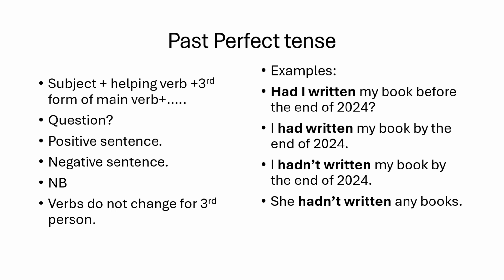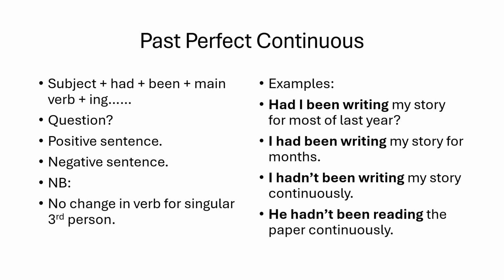So note that in the perfect tense, it is always the third form of the main verb. All right, it's either with have or had. Okay, so follow me on the next one then, which may be the last one. Past perfect continuous.